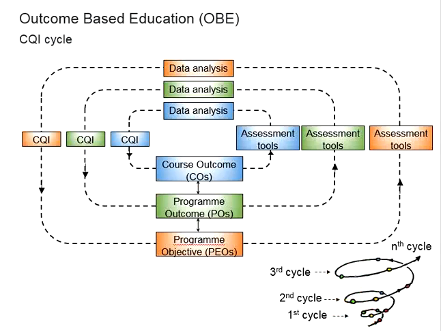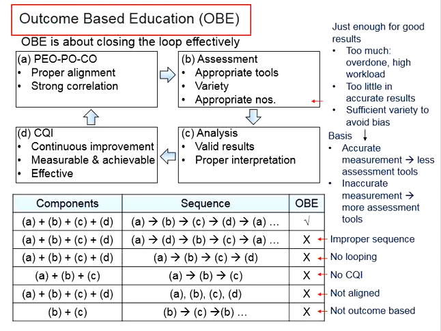Now, if you do not see the improvements of the program, instead you only see the repetitions of the process, probably something is wrong about your OBE. Now let us talk about the concept of OBE. You know that the spirit of OBE will be the continual quality improvement. And the entire thing about the OBE is to close the loop effectively.